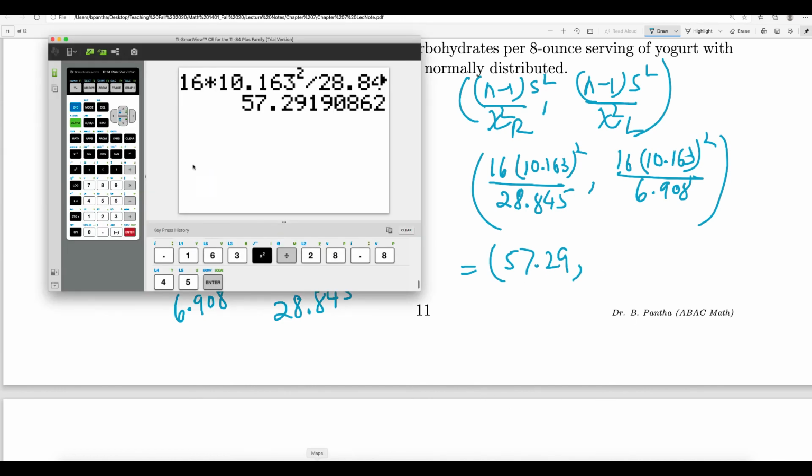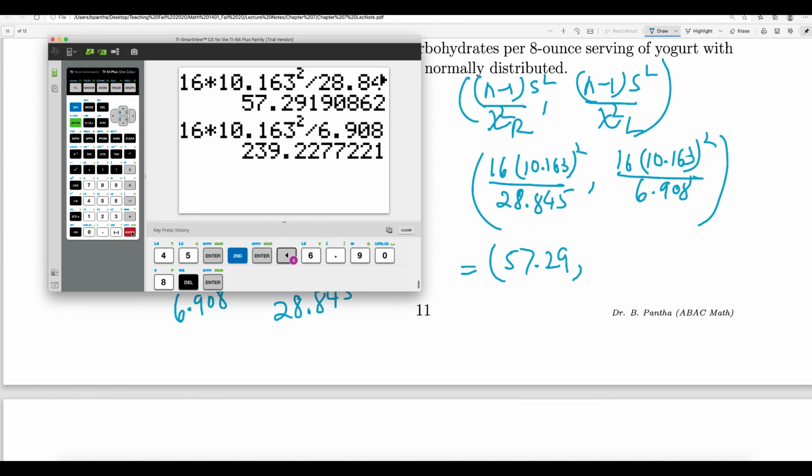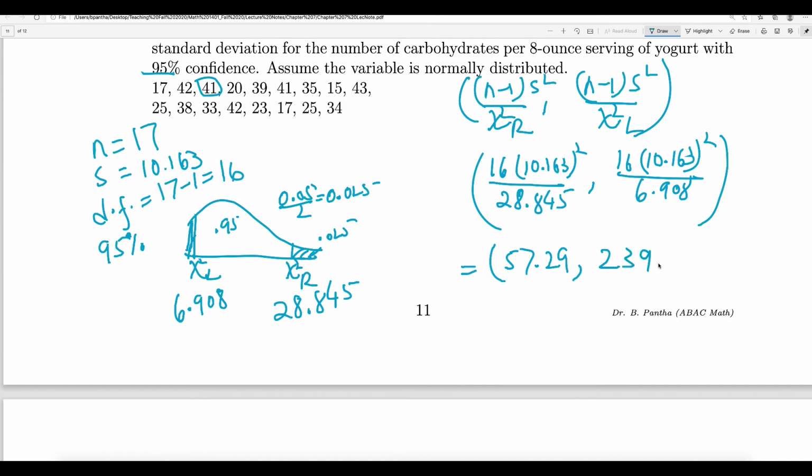For the second number of the confidence interval, you copy that and change the denominator only, because the numerator is the same, 6.908. Okay, and then remove the extra thing. If you do that, you will get 239.22. This is for variance, for sigma square.